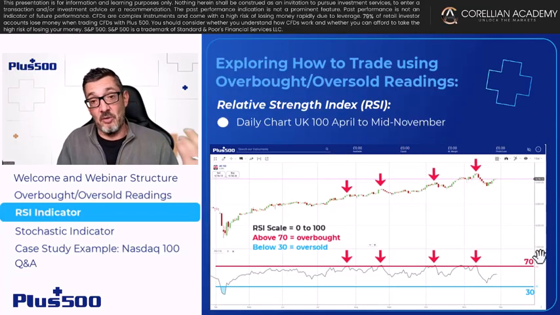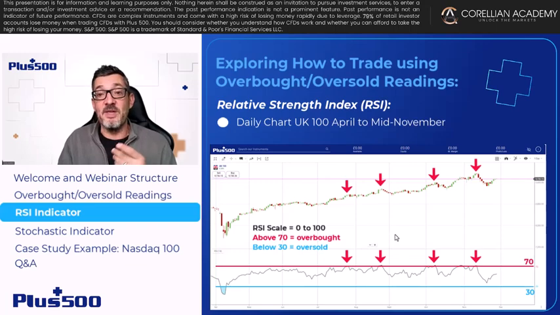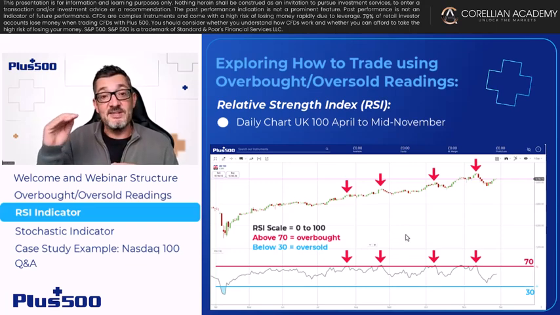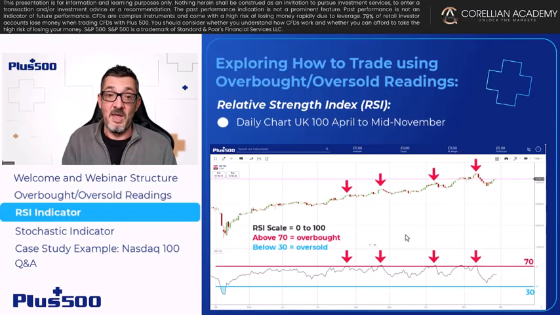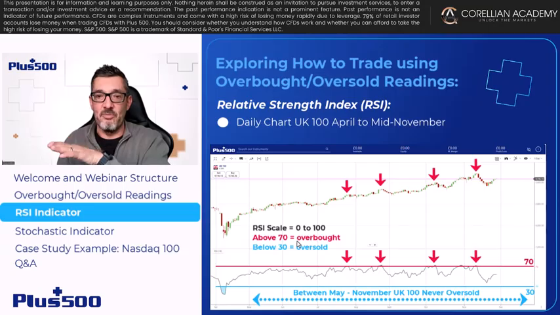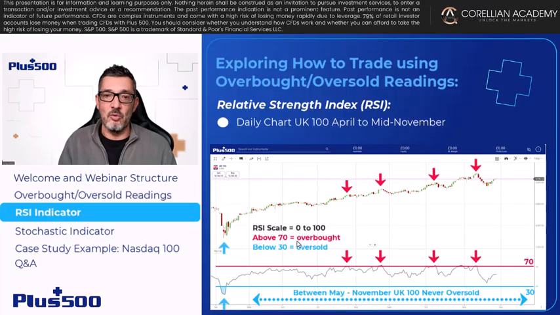And when we look at the chart on screen now, you'll notice that each time the RSI pushed above 70, a sell-off followed. Those overbought readings did lead to corrections. But here's the key observation. During the entire May to November advance, the RSI never once reached oversold territory. The only oversold reading on this chart occurred way back in April.